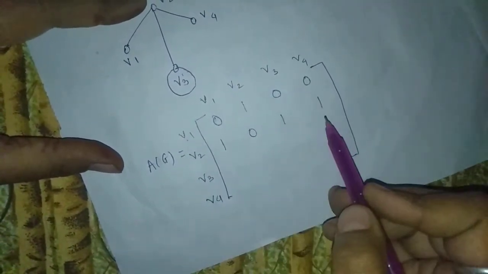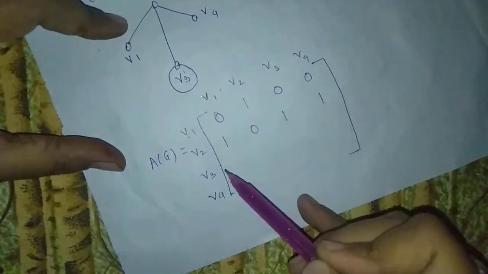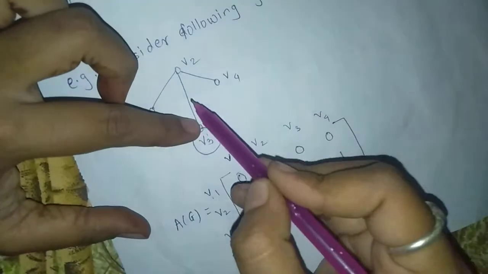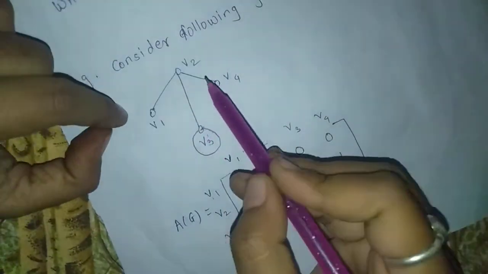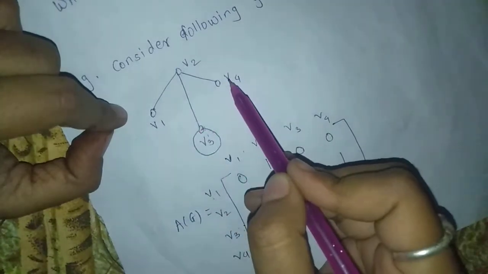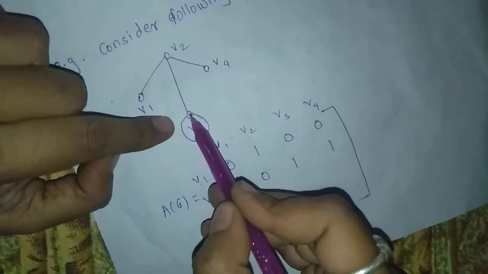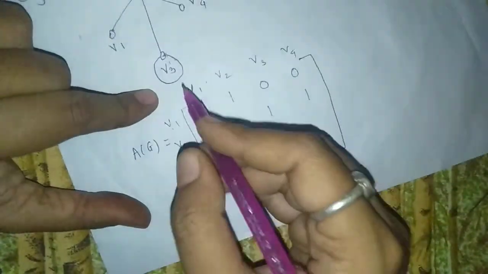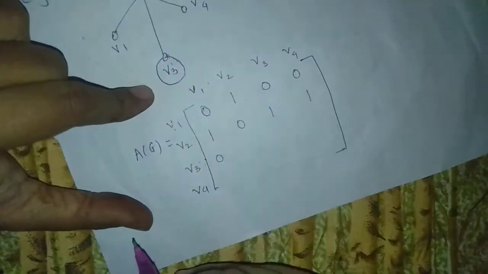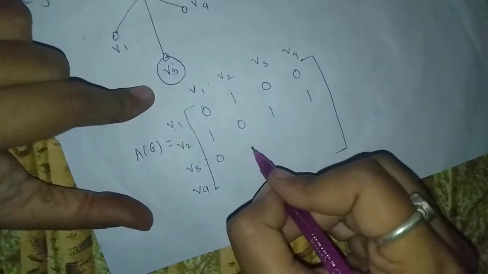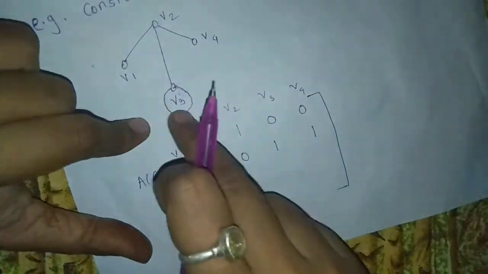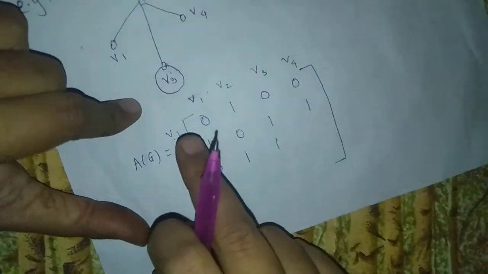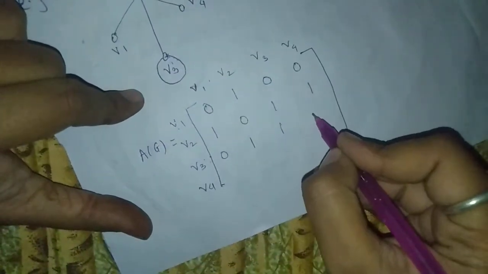Now the third row is the number of edges between V3, V1, V3, V2, V3, V3, V3, V4. Here you can see that the number of edges between V2 and V3 is 1. There is no edge between V1, V3 and V4, V3. Also here the loop means the number of edges between V3 and V3 is 1. Now V3 and V1, 0; V3, V2, 1; V3, V3 self loop, so write 1; V3, V4 no edge, so write here 0.